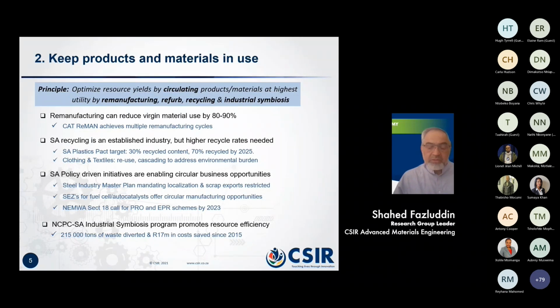Manufacturers need to keep abreast of circular economy policy interventions as well. The Steel Master Plan calls for stringent localization and restrictions on steel scrap exports. Special economic zones dedicated to hydrogen fuel cell and auto catalyst manufacture offer opportunities for remanufacturing and refurbishment. The need for PGMs as a resource input allows for intrinsic beneficiation and the opportunity for recirculation of PGMs within the local economy.